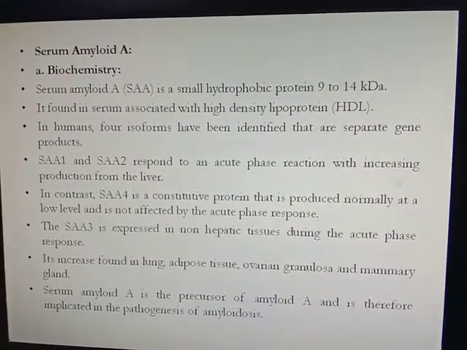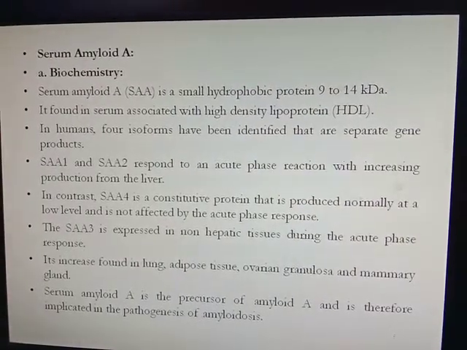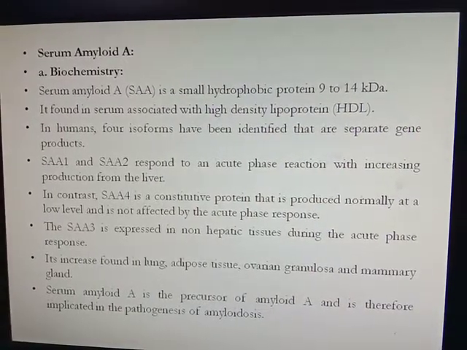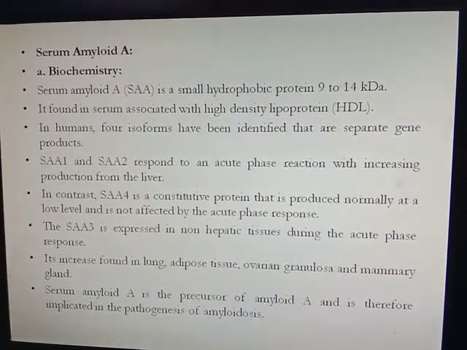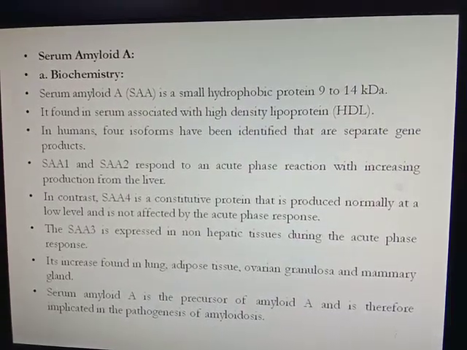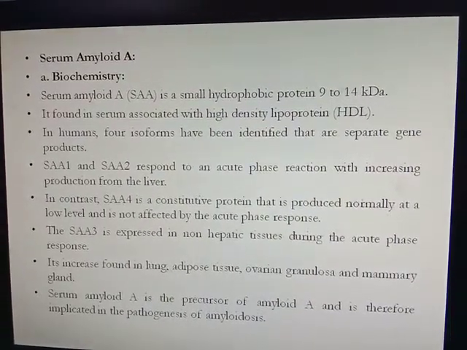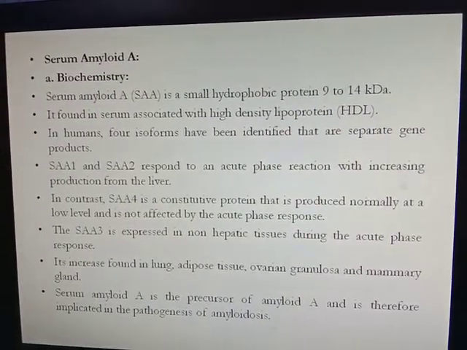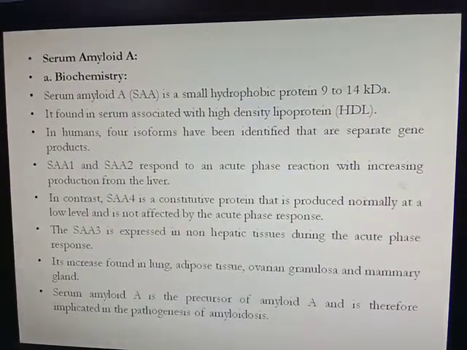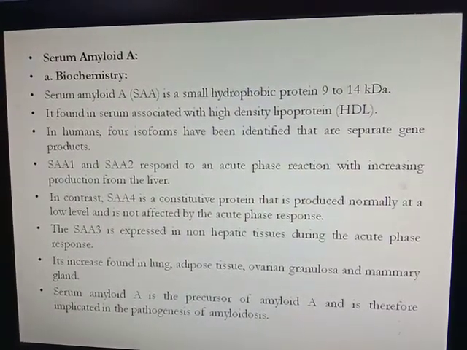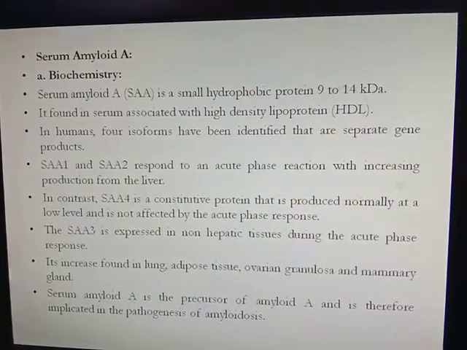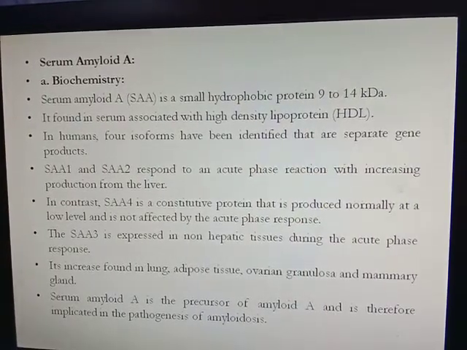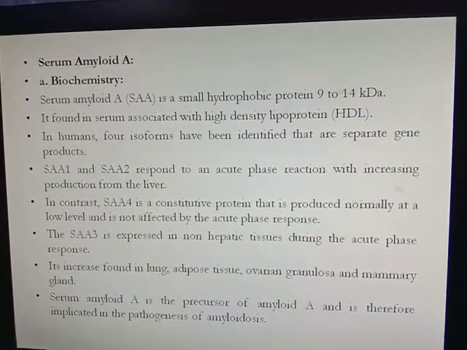So serum amyloid protein A1 and A2 respond to the acute phase response with increased production from the liver. In contrast, serum amyloid protein A4 is a constitutive protein that is produced normally at a low level, and it is not affected by the acute phase response. Then serum amyloid A protein 3 is expressed in non-hepatic tissue during the acute phase response. So serum amyloid protein A1 and A2 are acute phase proteins, and they are produced in the liver.